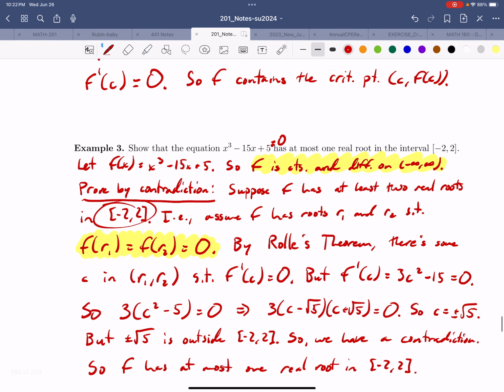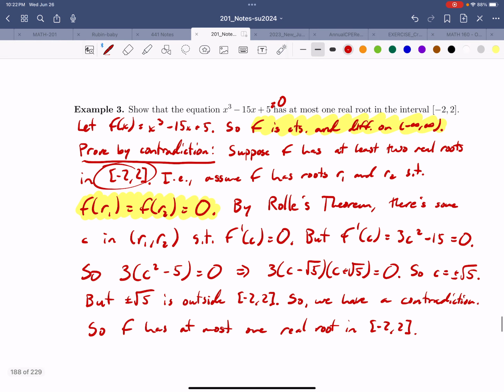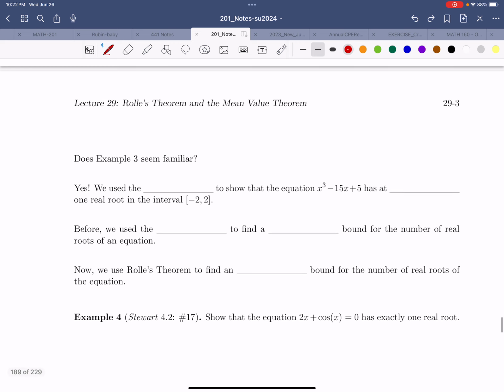So this is a bit of a challenging argument, right? It's an argument. We didn't do a whole lot of math. We made an argument. We assumed the opposite of what we were trying to show. We used Rolle's theorem, and then here's the one piece of calculus we did: we took the derivative, and then we got a nonsensical answer. And that's called a proof by contradiction.